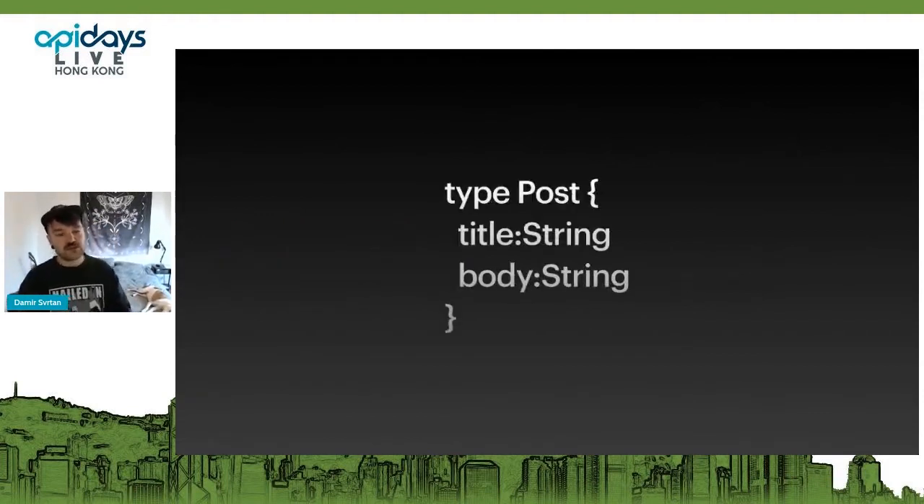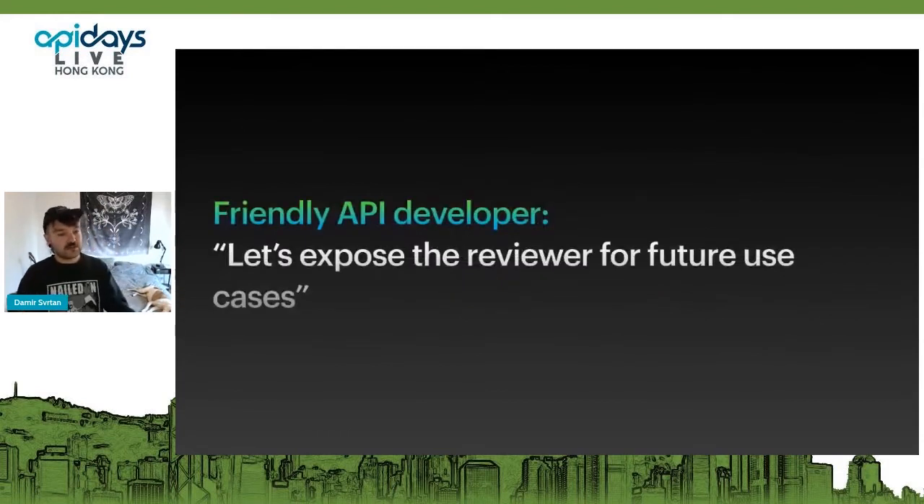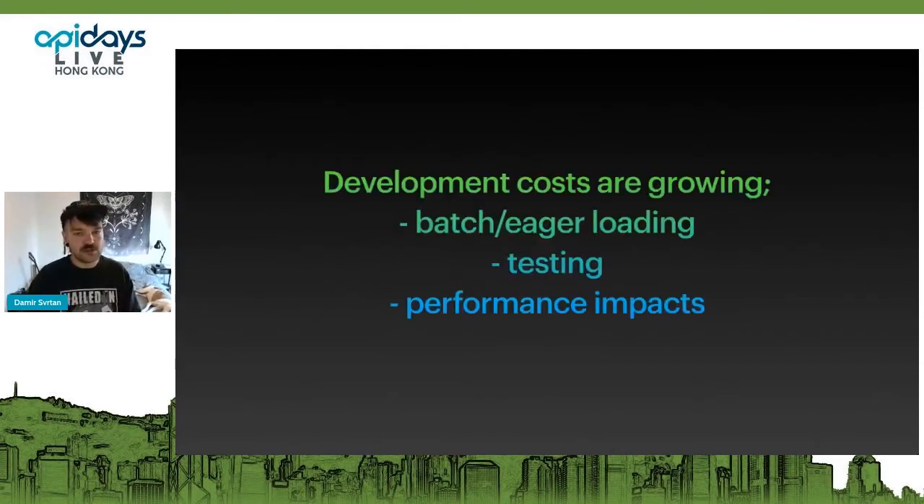Now, in our schema descriptors we have this post type that has a title of the post and just the body, really simple. And what we need to add is just a reviewed Boolean, just so that our consumers know whether it's true or false. Very simple. But now back to our friendly API developer, who might say, let's expose the reviewer for future use cases as well. Not just whether it was reviewed, but who reviewed it as well. So we go ahead and make this new type called reviewer and add the field to the post.